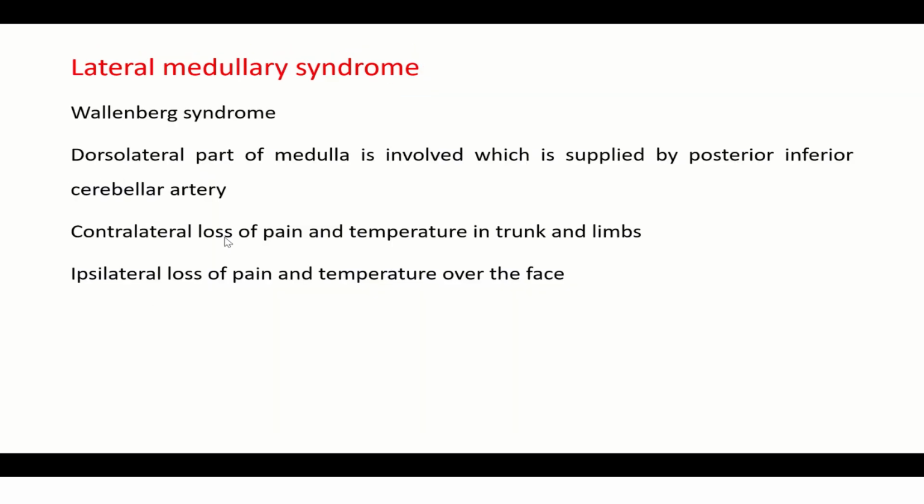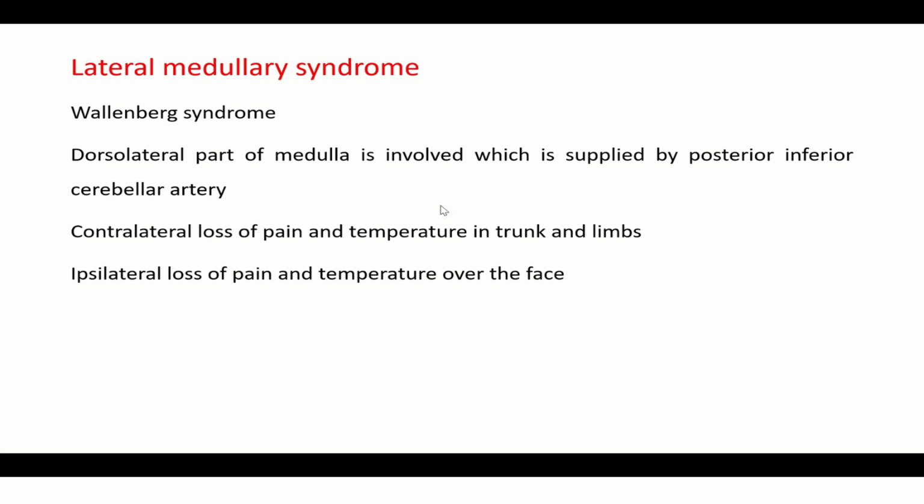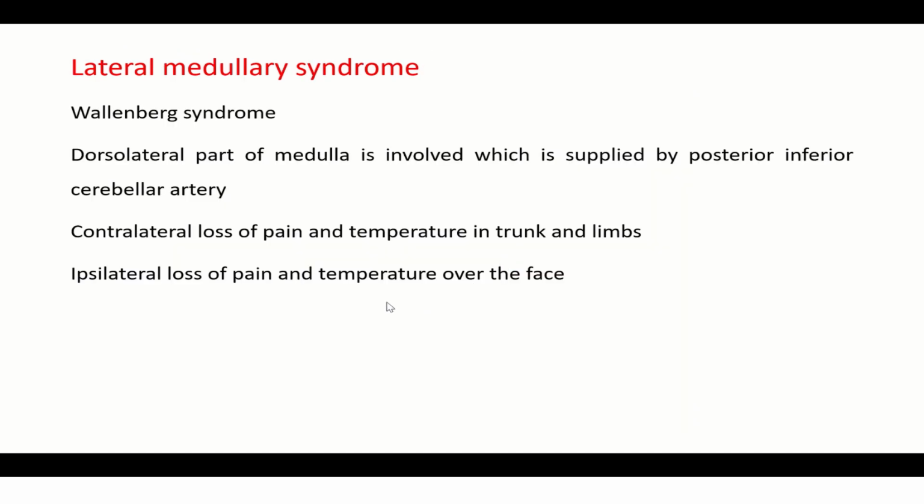Now, coming to the lateral medullary syndrome, otherwise called Wallenberg syndrome, it is the dorsolateral part of the medulla which is involved. Here you can see this dorsolateral part of the medulla. Mainly this area is supplied by the posterior inferior cerebellar artery. There will be contralateral loss of pain and temperature in the trunk and limbs. Why? Because the spinothalamic tract is involved.